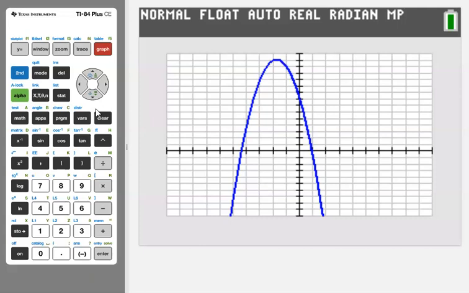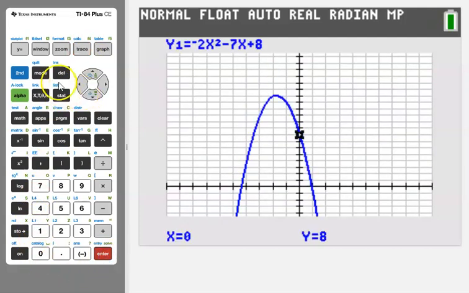All right, we're going to locate the y-intercept first. This is the easiest thing to find. It's just trace, 0, enter, and it usually goes straight to the y-intercept.